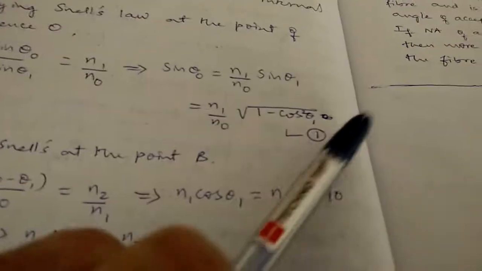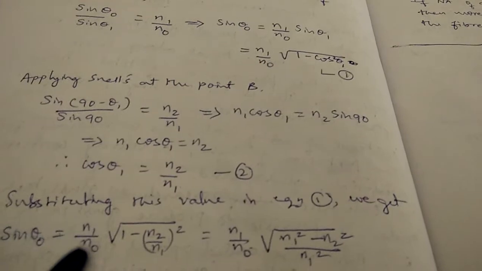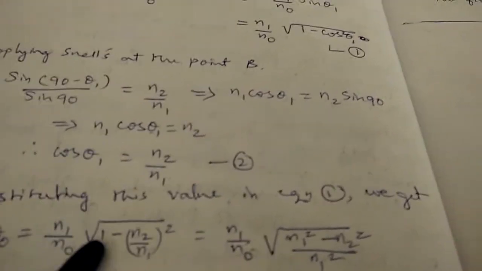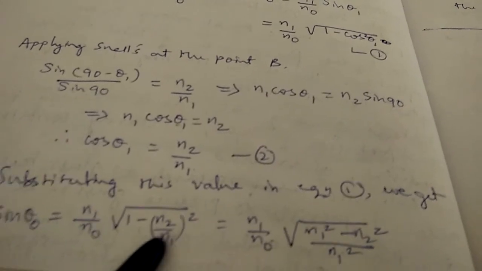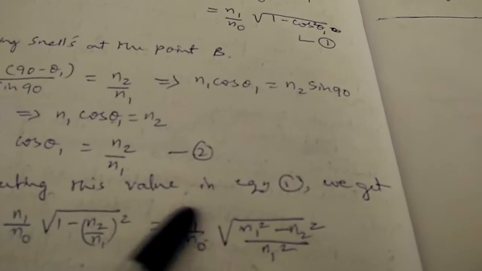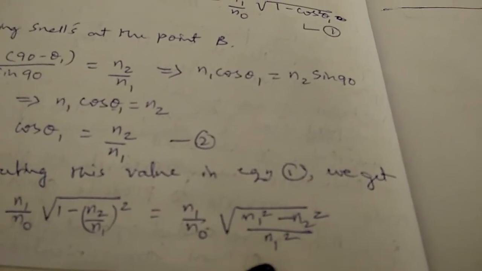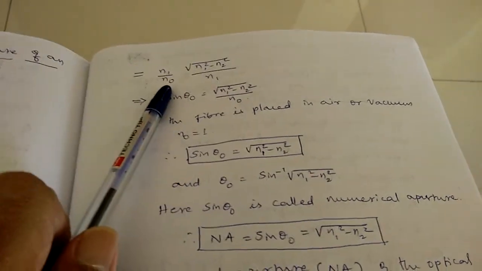Let us name this as second equation, and from this we can substitute for cos theta 1 in equation 1. So substituting, we get sin theta naught equal to n1 by n0 root of 1 minus n2 by n1 whole square, because it is cos square theta 1. By taking LCM, we get n1 by n0 into root of n1 square minus n2 square by n1 square.